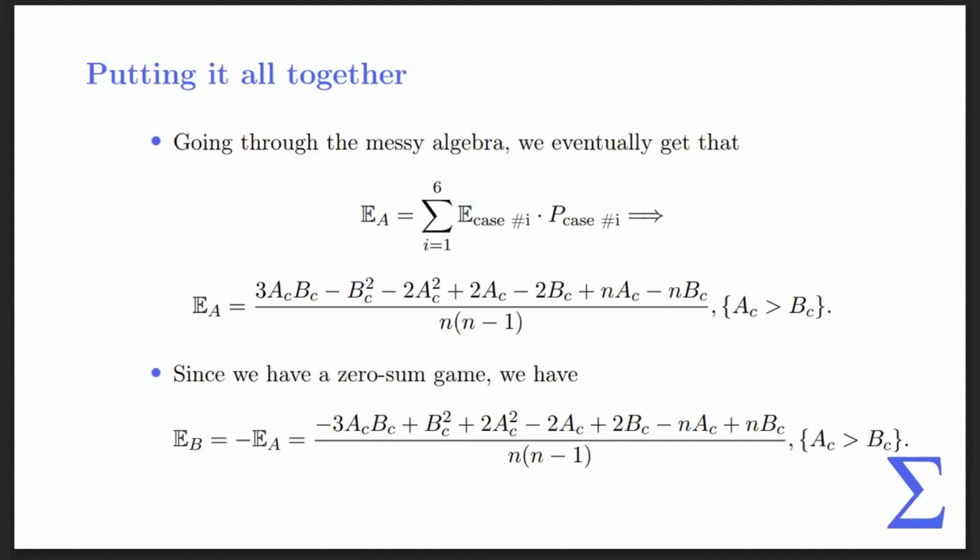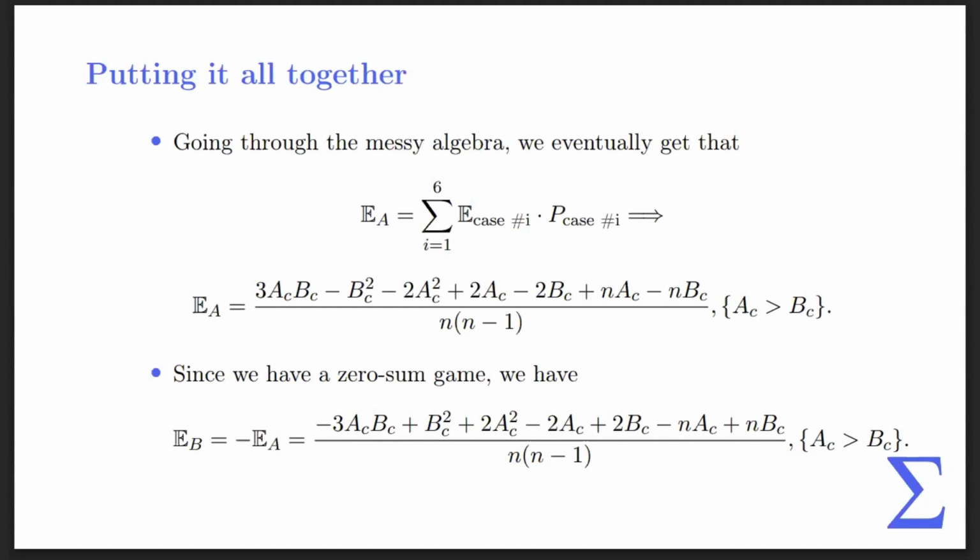This formula gives the expected profit of player A in terms of n and the two cutoff values A and B. That's great. But remember, this formula is only valid if player A's cutoff is greater than player B's cutoff. So we can also compute player B's expected profit as just the opposite of this.